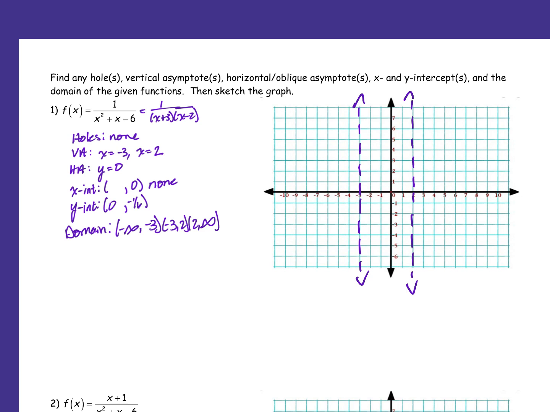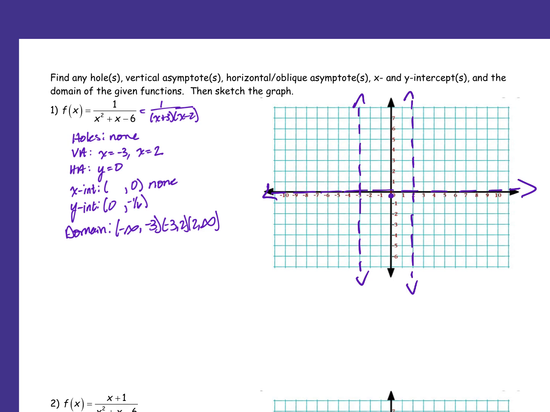And we have a horizontal asymptote at 0. That's a little harder to see, that one. And then we have a y-intercept at (0, -1/6), so somewhere in there. Okay, so now the problem becomes, I have 6 parts of my graph.